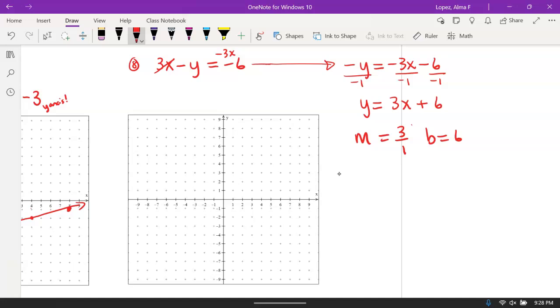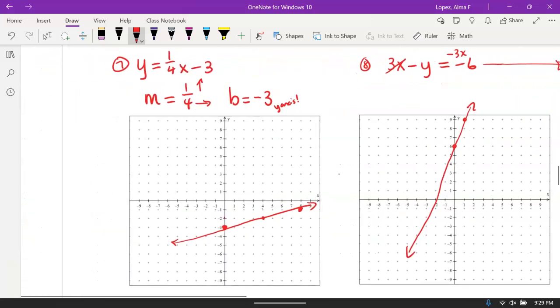According to our slope, we're going to be moving up 3 and to the right 1, and we're going to start at 6 on the y-axis. So go to 6 on the y-axis. From there, I'm going to go up 3 and over 1, and we'll draw that in. Oops, sorry, mine's not very straight. You'll use a straight edge and it'll look perfect.